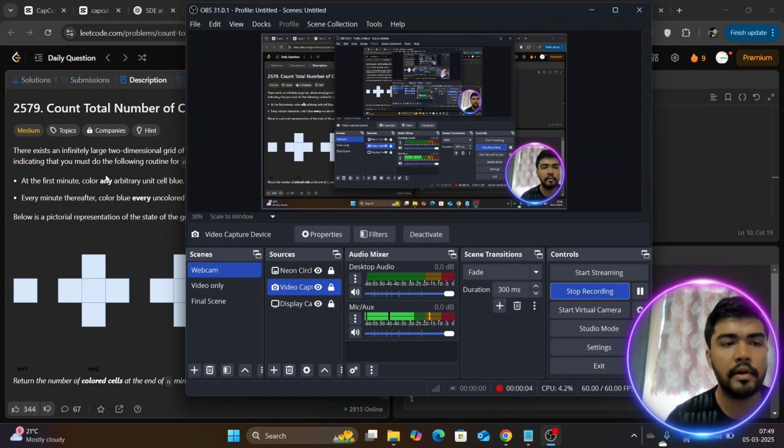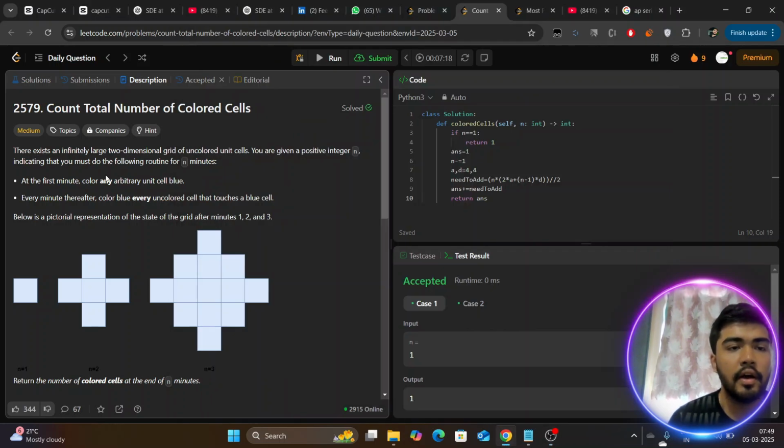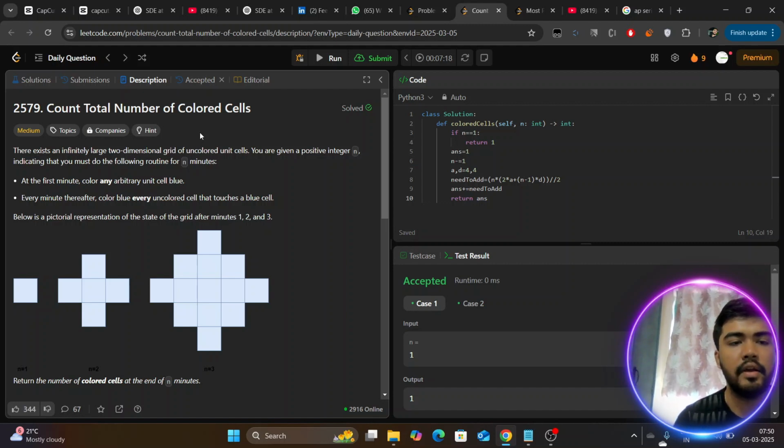Today we will solve another question on counting the total number of colored cells. I have solved these questions with maths only, so I feel they are very intuitive. If we draw the diagrams, you will get the formula on the fly when you are doing a dry run. So let's first understand today's question.